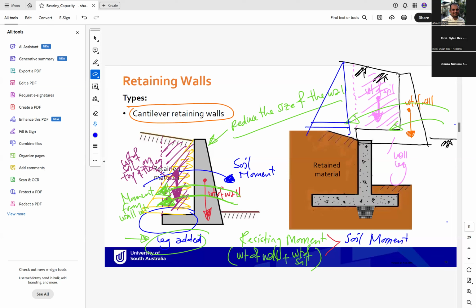This is the soil pressure, so it's trying to resist the moment of soil in this direction. Okay, so this is the idea behind the cantilever retaining wall, and we will go through the details in the next few slides. Do you have any questions, guys, about that?